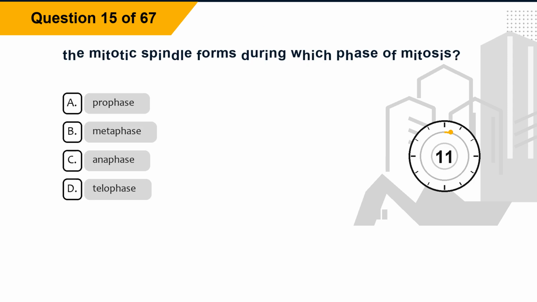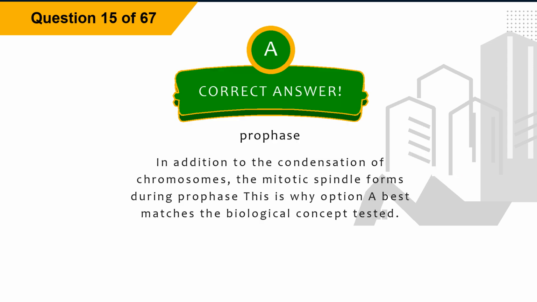Question 15. The mitotic spindle forms during which phase of mitosis? Option A, prophase, option B, metaphase, option C, anaphase, option D, telophase. The correct answer is option A, prophase. Explanation. In addition to the condensation of chromosomes, the mitotic spindle forms during prophase. This is why option A best matches the biological concept tested.